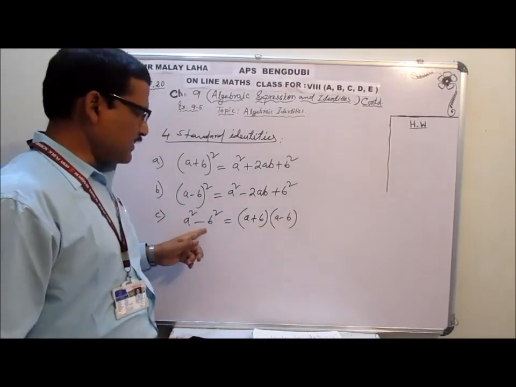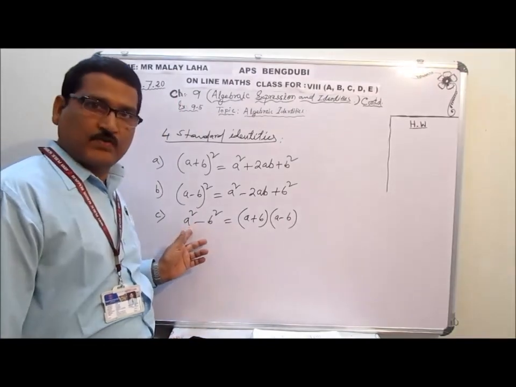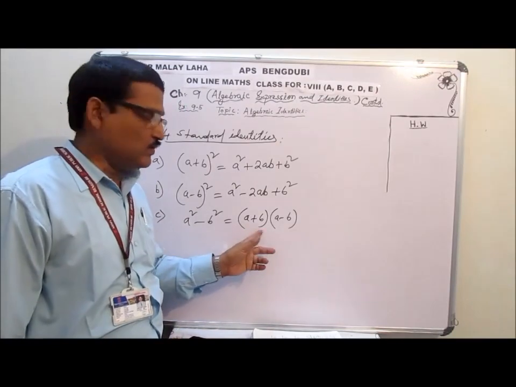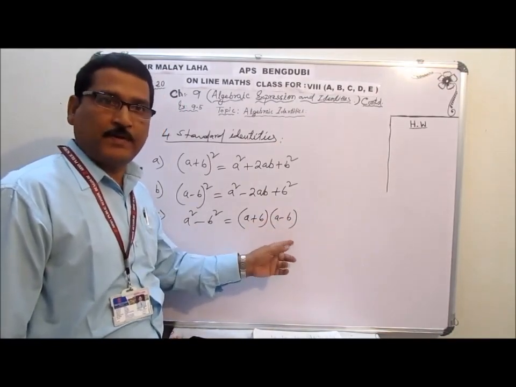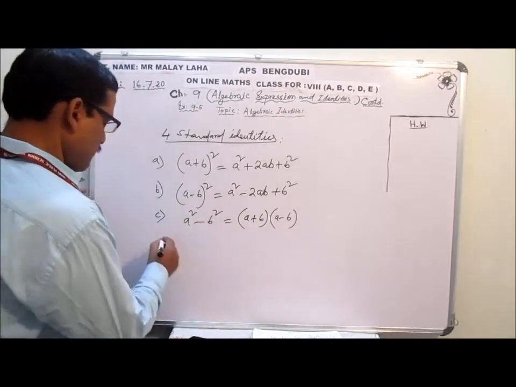You see, the third identity is a square minus b square. Sometimes it is given in the form of a square minus b square; you have to write it in the form of (a plus b) into (a minus b). Or sometimes (a plus b) into (a minus b) is given; you have to write down a square minus b square. Vice versa.